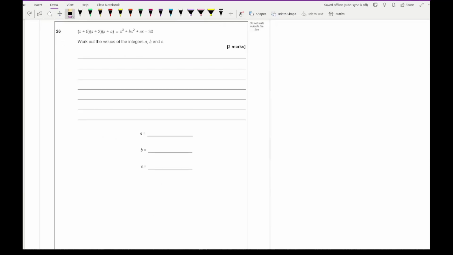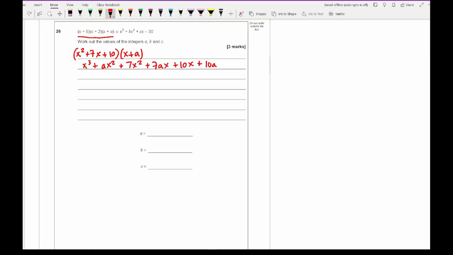So looking at question 26, it says that we need to work out the values of integers a, b and c. Now this question relates to comparing coefficients. The first thing we want to do is expand this left hand side out first. If I expand the first two brackets and just take one bracket at a time, I'm going to end up with x squared plus 7x plus 10, and that's being multiplied by x plus a. Now if I expand this out, what I end up with is x cubed plus ax squared plus 7x squared plus 7ax plus 10x plus 10a.